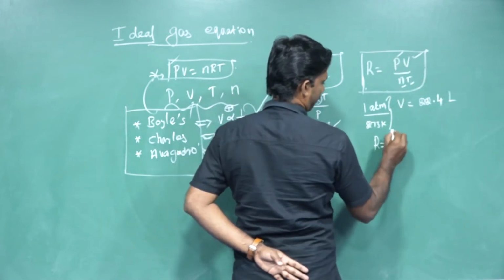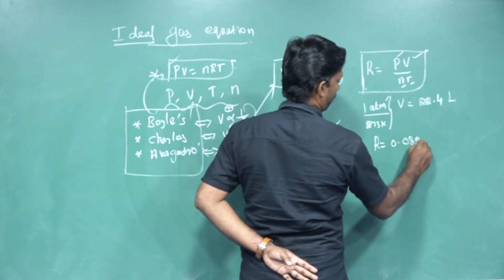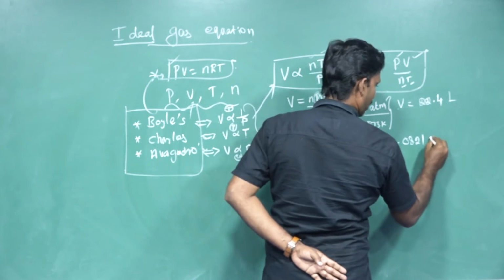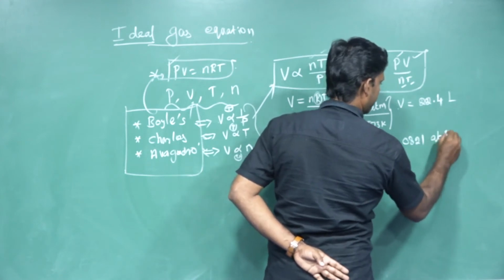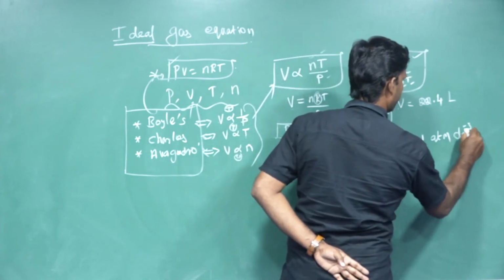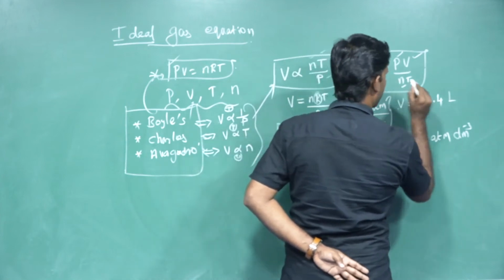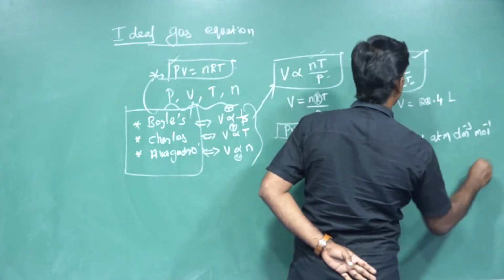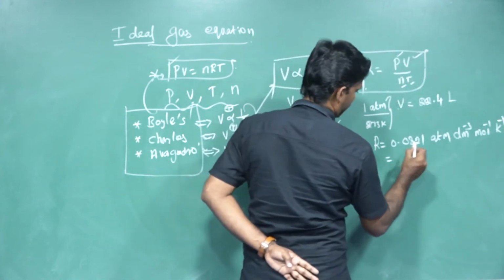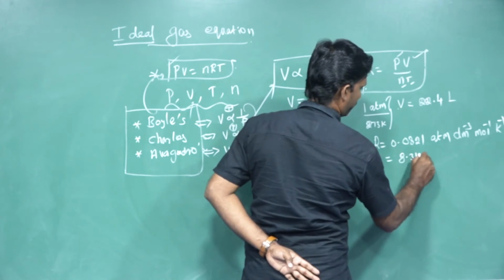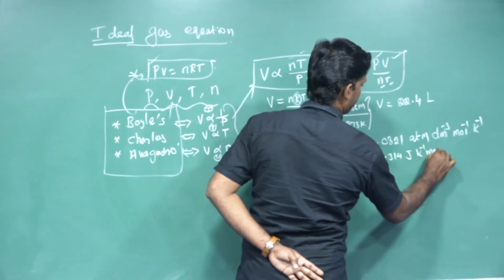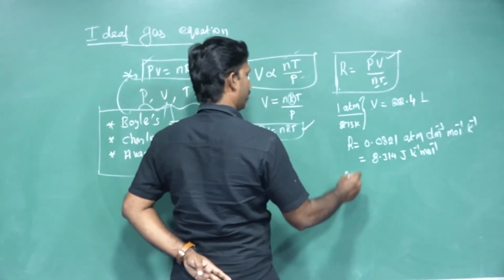The R value may be 0.0821. The units: if pressure is in atmosphere, volume in decimeter cube, then number of moles in mole, temperature in Kelvin. The other R value is 8.314 joule per mole per Kelvin. Okay, this is the R value.